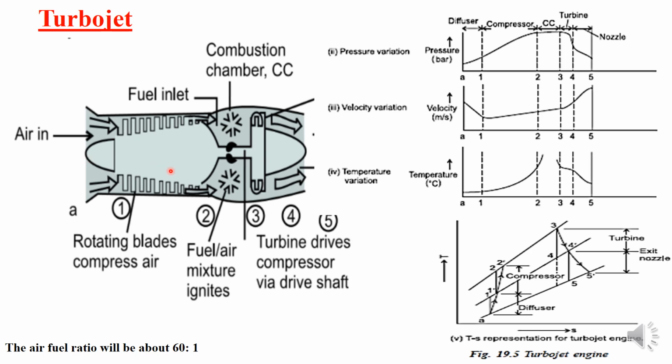Then the exhaust goes to the nozzle from the turbine, where it will convert high pressure exhaust gas into high velocity. Hence, momentum is created. Hence, you will get the thrust force to lift the object in the air. So this is how your turbojet will work. So next, we will go for turbofan.